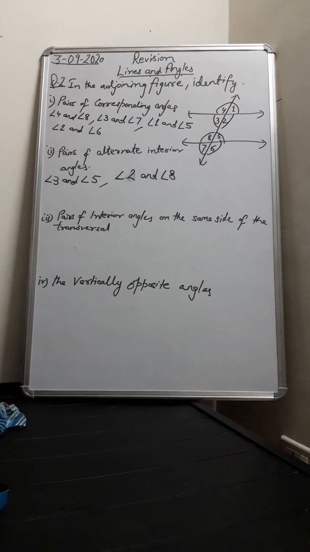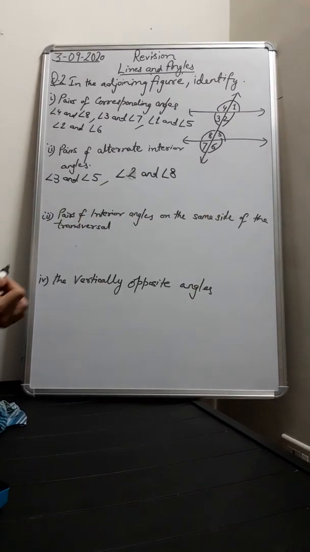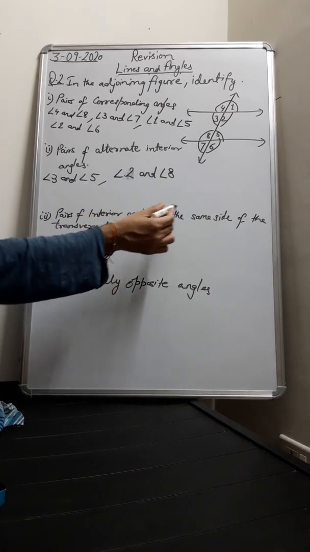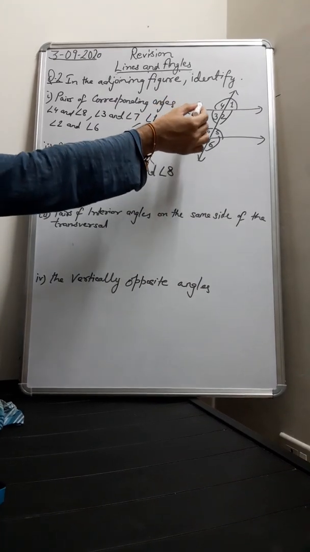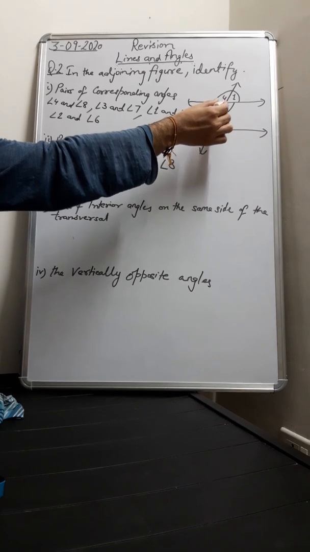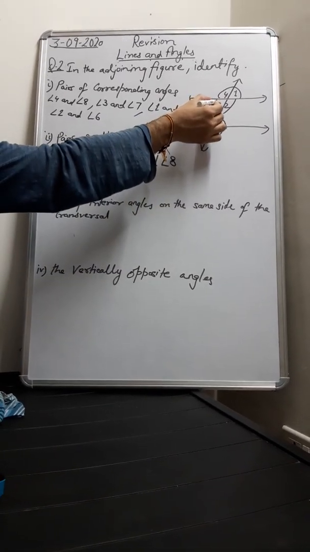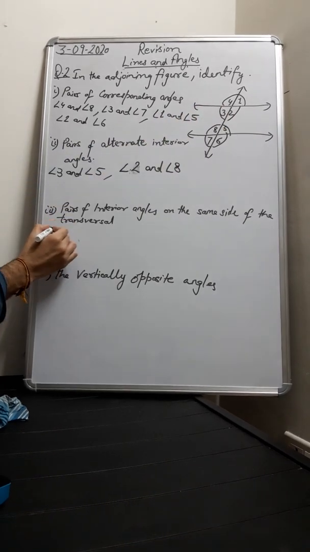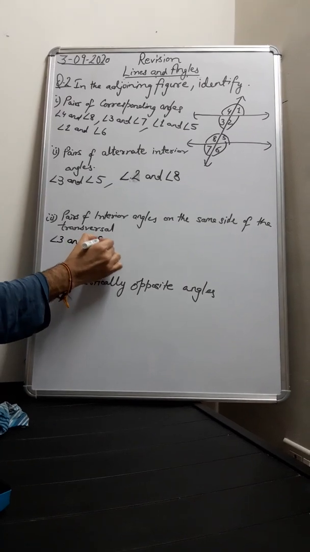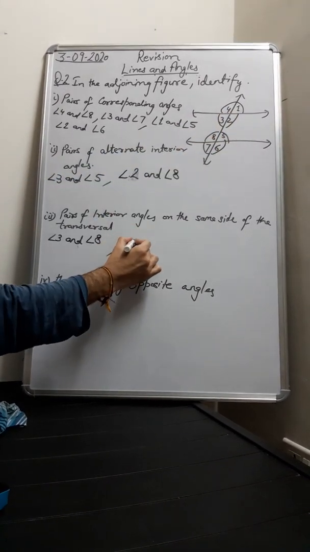Now next, pairs of interior angles on the same side of a transversal. We have to tell which pairs of interior angles are lying on the same side of a transversal. Interior angles means again the angles which are lying interior of these two lines. The first pair, on the same side, will be angle 3 and angle 8. And the second pair will be angle 2 and angle 5.